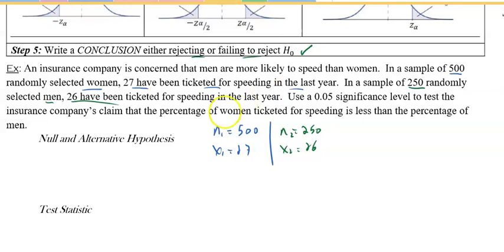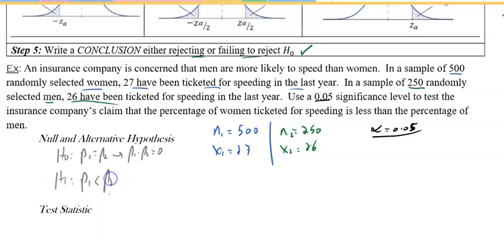Now, use alpha is 0.05. We need to know that for the p-value and the rejection region. Significant level to test the insurance claim, and this is the claim. So, the null hypothesis is going to claim that there's no difference. Men and women drive the same. They're going to say P1 equals P2, or simply P1 minus P2 is 0, meaning it's the same. The alternative is going to say, well, P1 is less than P2. They're different.